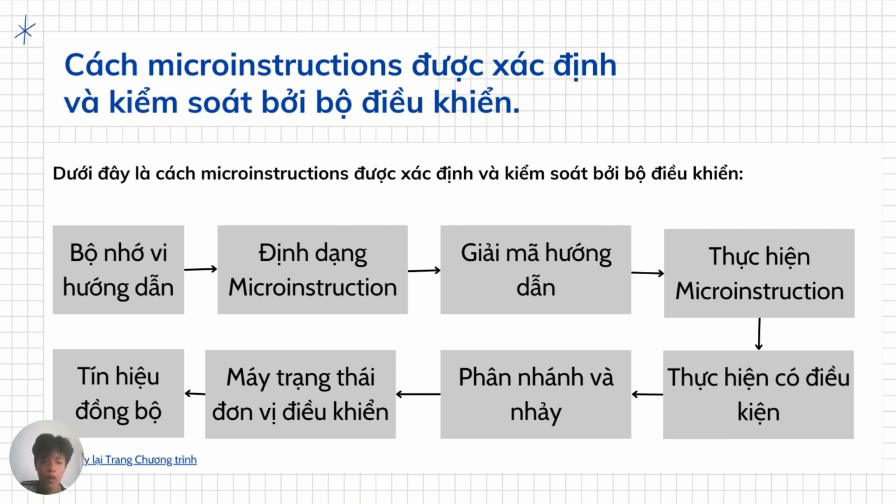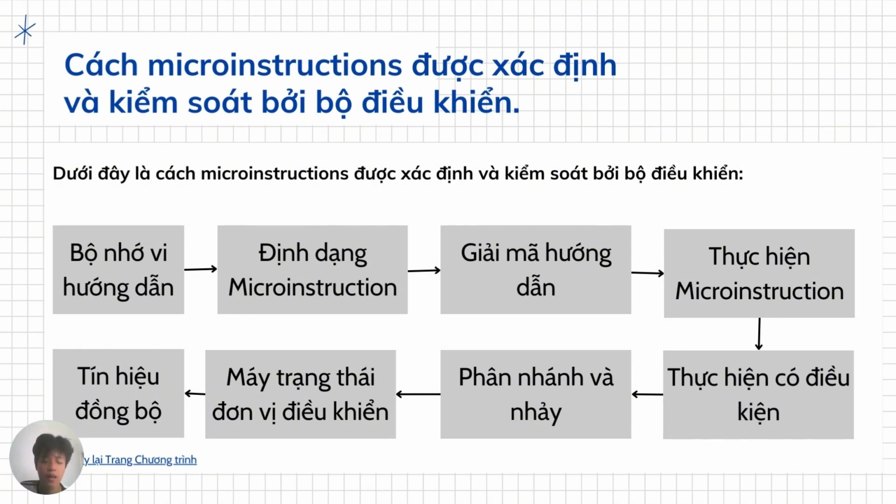Tiếp theo là phân nhánh và nhảy. Bộ điều khiển có thể bao gồm logic xử lý các loại phân nhánh và nhảy microinstruction. Nhánh có điều kiện có thể thay đổi trình tự thực hiện microinstruction dựa trên kết quả so sánh hoặc là các điều kiện khác. Microinstruction nhảy vô điều kiện có thể trực tiếp chỉ định địa chỉ của microinstruction tiếp theo được thực hiện.